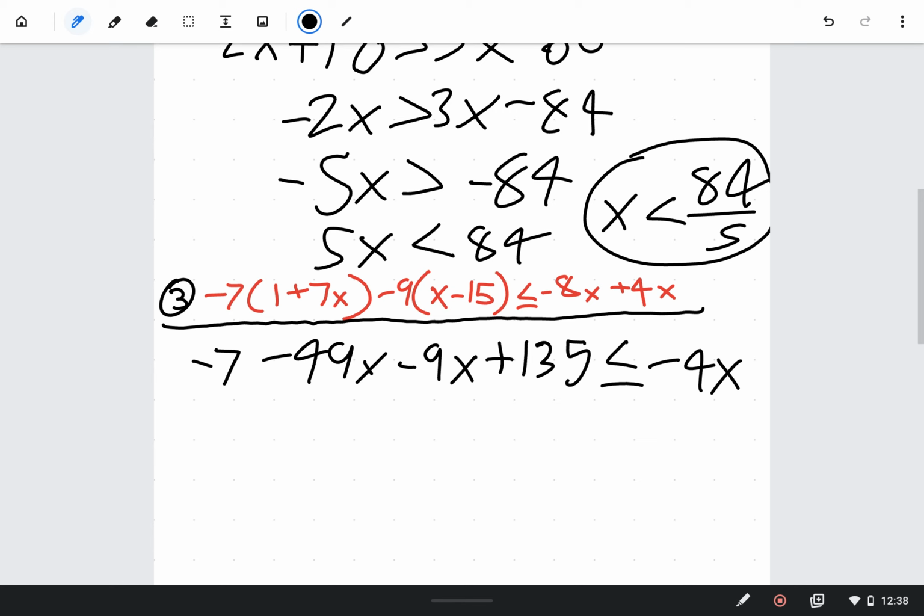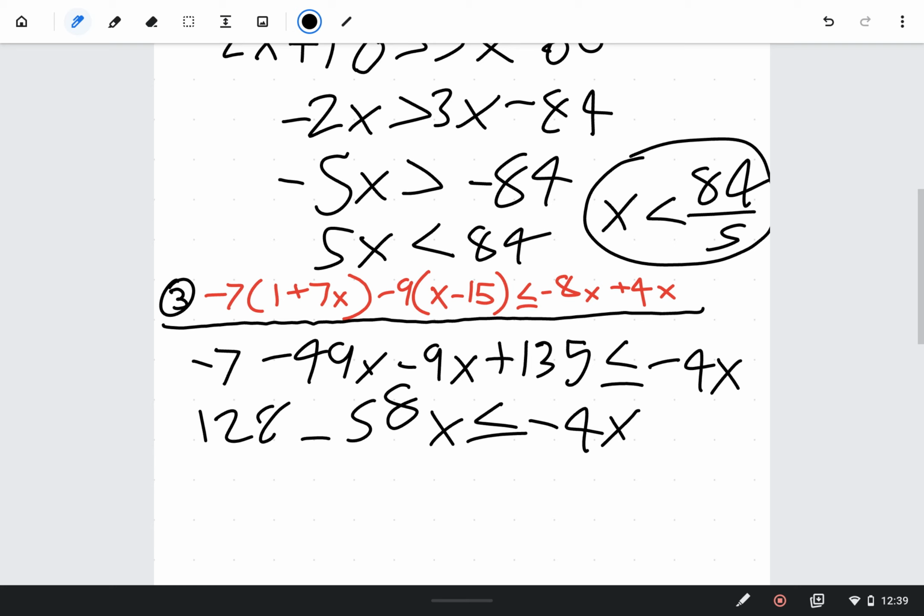We can now perform inverse operations. We can subtract 128 from both sides first. Oh, sorry. First, let's combine the left side. Because, as you can see, there's still things that can be combined, like negative 7 and 135. And negative 7 plus 135 would give us 128. And negative 49x minus 9x would give us negative 58x. And that is less than or equal to negative 4x.